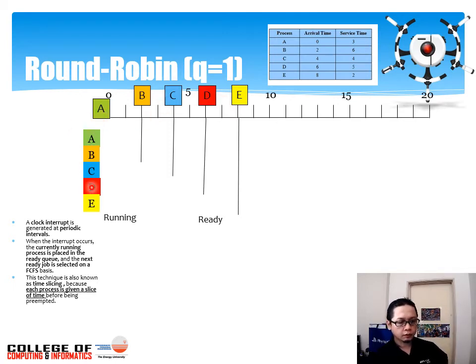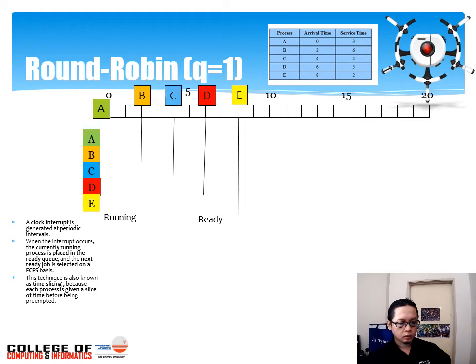So here we have process A until E and the arrival time of each process. A arrives at 0, B arrives at 2, C arrives at 4, D arrives at 6, E arrives at 8. So we will look at how it's executed based on the round robin method. For the first time, you need to make two queues: the running queue and the ready queue. Each time a process is running, it will use the running queue, and if it needs to wait, it will use the ready queue.